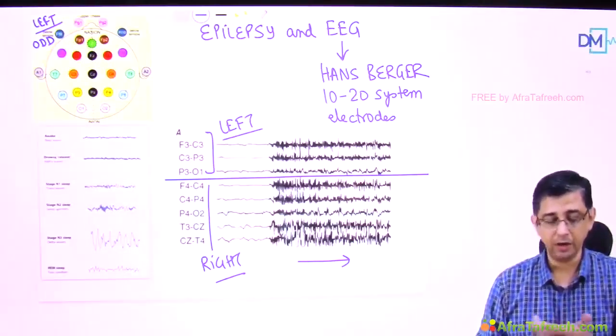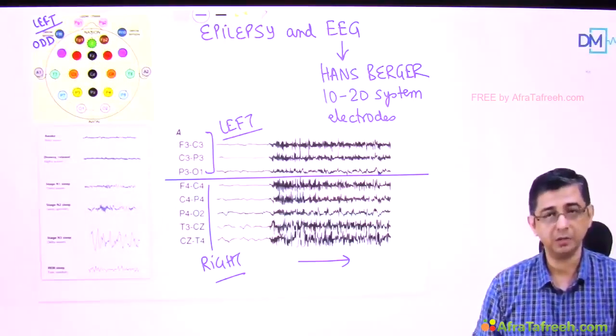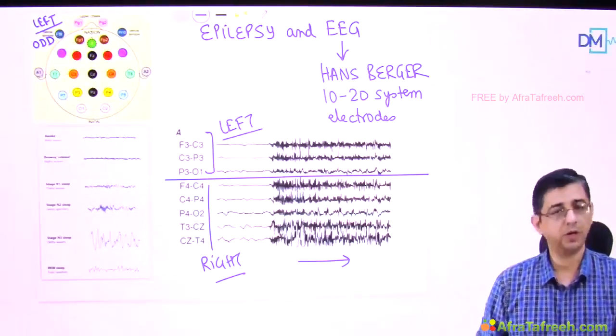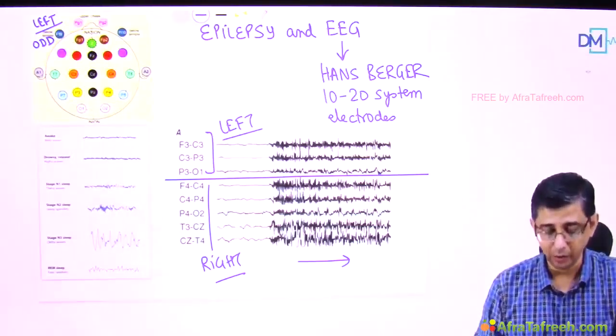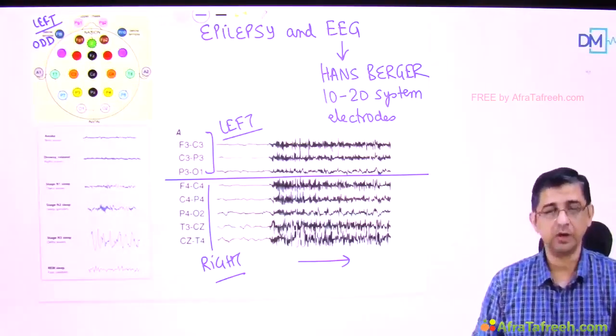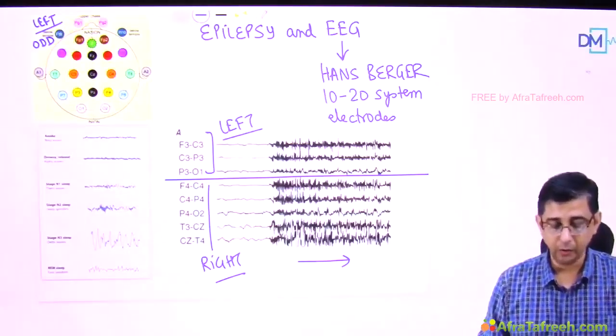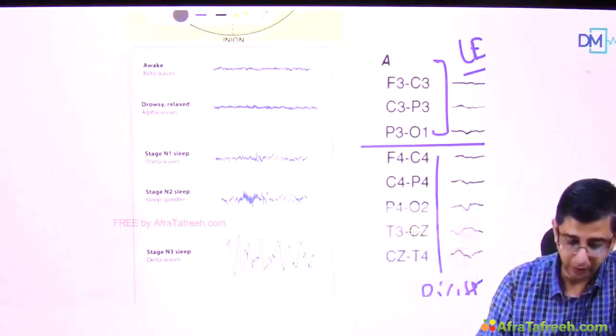But in the generalized variety, bilateral abnormal activities can be seen. So it's fairly straightforward to pick up, because the images they give you are very classical from Harrison, as I've shown here before you. And to be more confident about this, we will also look at some background rhythms that one should be aware of. So let's look at the normal brain electrical activity for you and me.